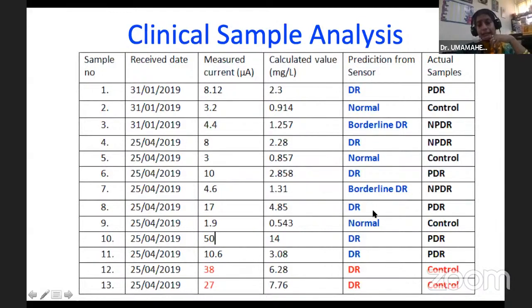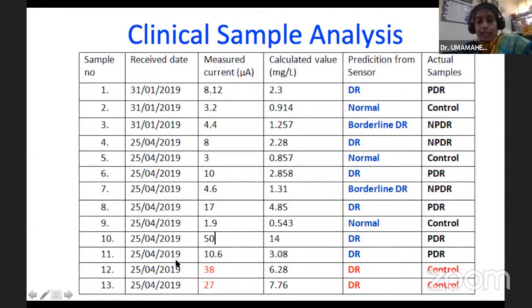And these are the predictions. We did it in a blinded way, and later on, they unblinded us when they revealed the results. But when we were making the measurement, the predictions were based on the values that we measured using our sensor. You could see that most of the samples we predicted based on the values obtained from our sensor match with the actual diagnosis of the clinical samples.